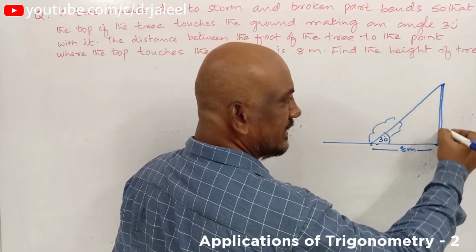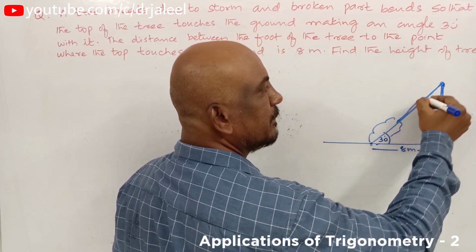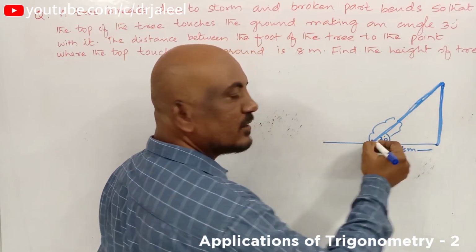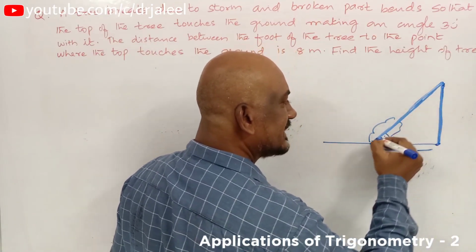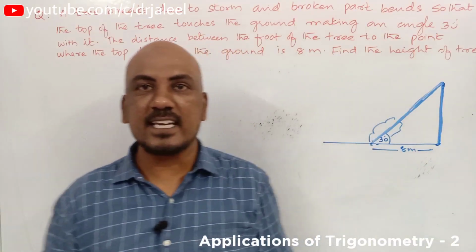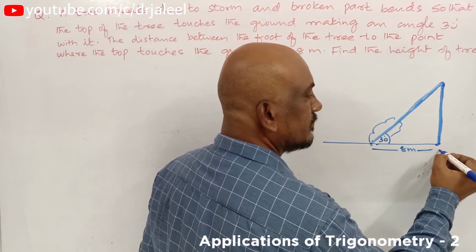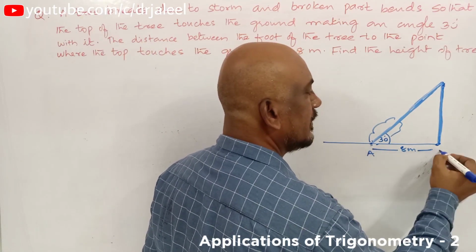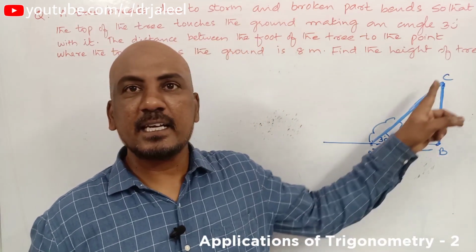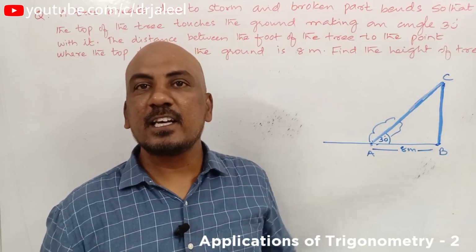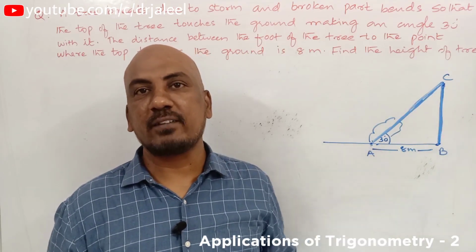This is the trunk of the tree and it is broken here. And this is also the tree, the broken part which is bent down to the ground. So you need to find this and this, and then add both and give him the answer as the height of the tree. This is the figure that we have drawn. Let us name this as A, B, C. So what is the height of the tree, beta, here? AC plus CB is going to be the height. BC is the remaining tree. CA is the broken part of the tree.